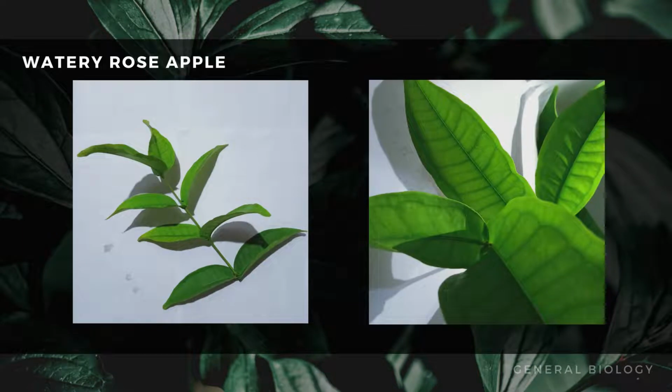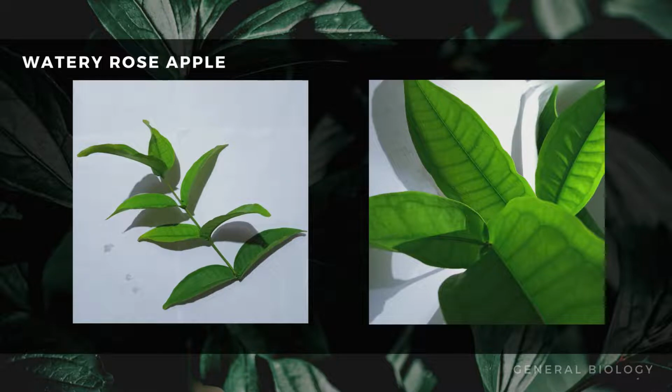The next one is the watery rose apple, or commonly known as water apple or tambis. It belongs to the family of Myrtaceae and is scientifically known as Syzygium aqueum. Its wood is hard and can be used to make tools. The bark of the tree is sometimes used in herbal medicines. It is grown in orchards and gardens and parks as an ornamental plant.